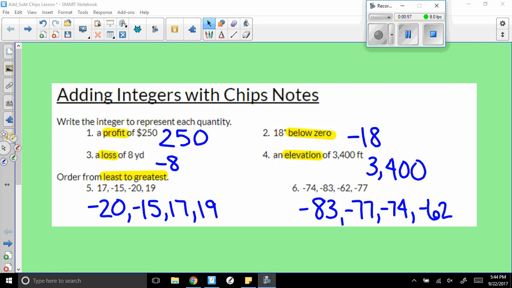All right, so looking at my answers, I just want to point out a couple of the tricky ones. Remember, if we talk about profits or elevations, those are positive answers, such as numbers 1 and 4. And numbers 2 and 3 both talk about negative integers. Below 0 and losing yards would be turning that integer to a negative. For numbers 5 and 6, watch out, because as you get a bigger number attached to the negative, that actually means that you have a smaller integer. So those bigger negatives are going to be listed first.